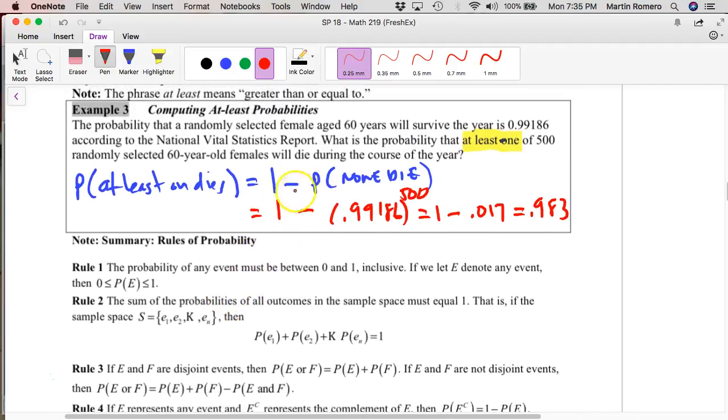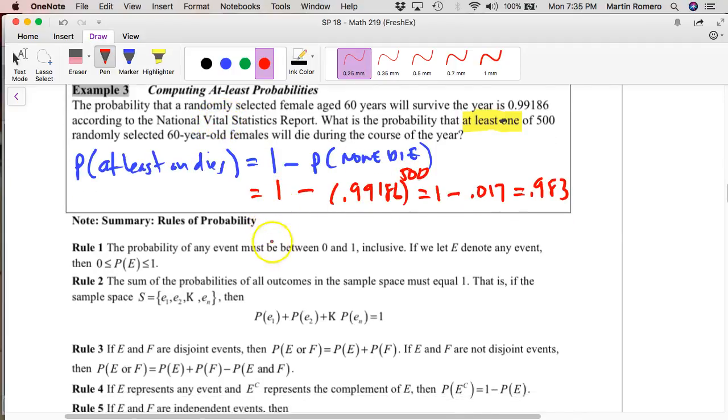And so that's the example. You want to practice that. There's not a lot of those on the homework, but you want to practice a couple of "at least" problems because you use this trick there.